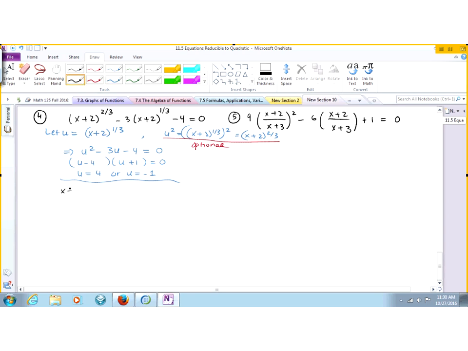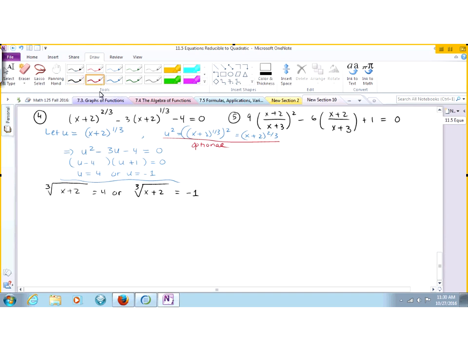Then, yes, x plus 2 raised to the 1/3. Can I just write cube root here? Either way. Well, if I have cube root, then I don't need this, right? Cube root of x plus 2 is equal to 4, or cube root of x plus 2 is equal to negative 1. Good.